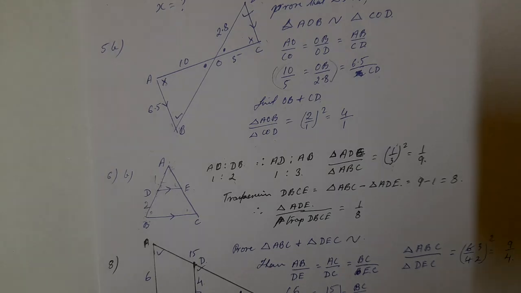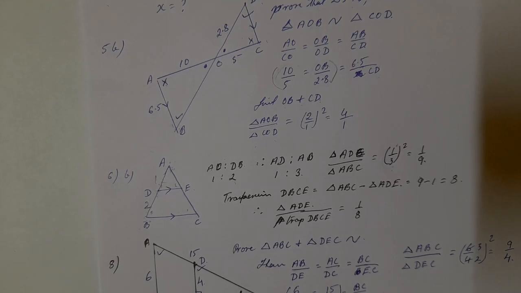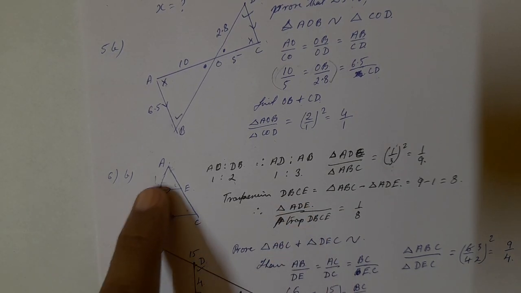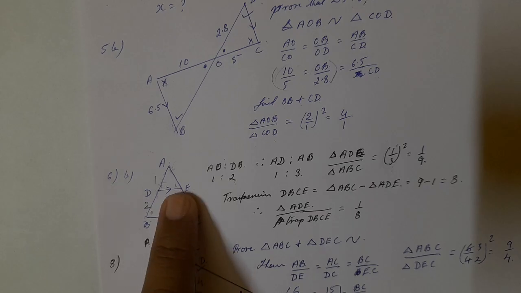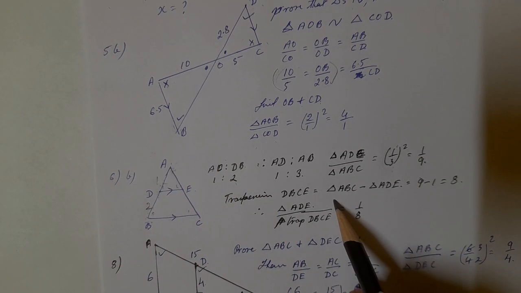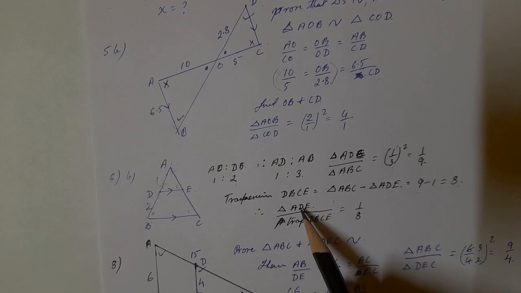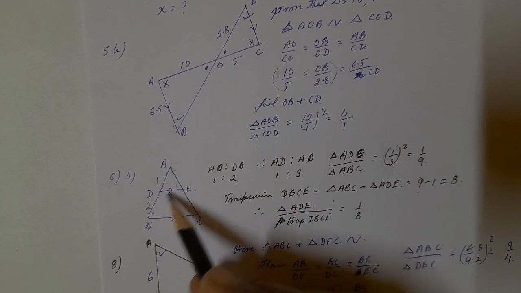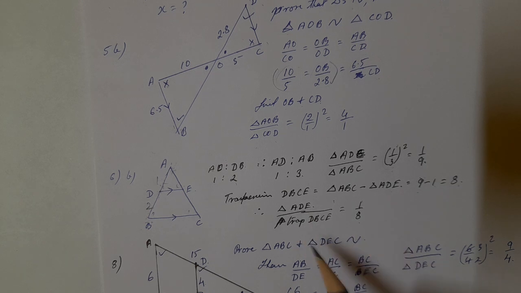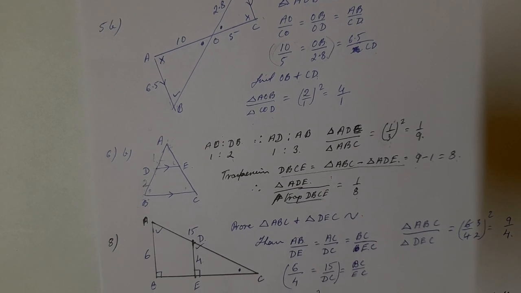You got the idea, right? AD by AB is 1 by 3 whole square. Now look at the trapezium. The trapezium is DBCE. That is the big triangle ABC minus the small one. So 9 minus 1, you get 8. So triangle ADE by trapezium is 1 by 8. This trapezium is over here. I have done it as I was explaining in the theory.